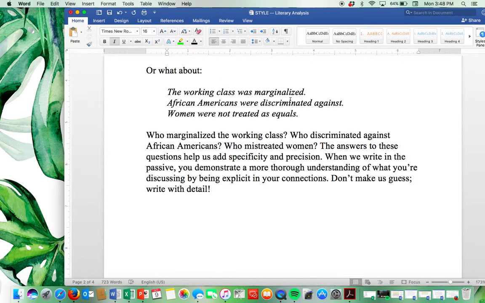These sentences are perhaps true, but we're not saying them in the most specific way that we can because what they do is they raise questions. Who marginalized the working class?